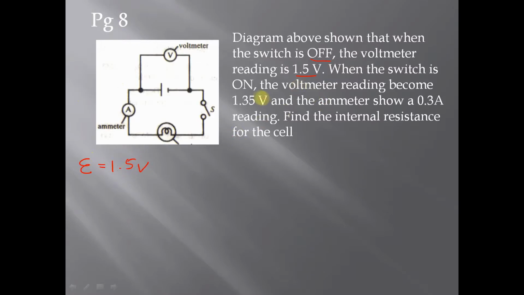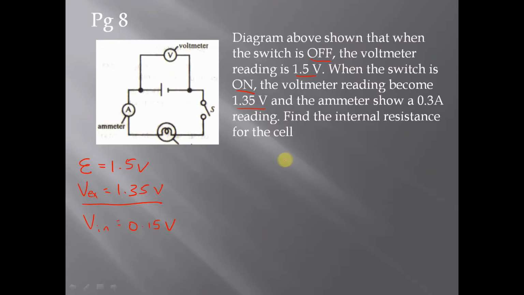So bermakna EMF actually is 1.5 volt. Okay? When the switch is on, apabila hidup, the voltmeter becomes 1.35. Bermakna this external voltage actually is 1.35 volt. Secara tidak langsung, we can get something for free, very important, we can get the internal voltage, which is EMF minus this, you get 0.15 volt.